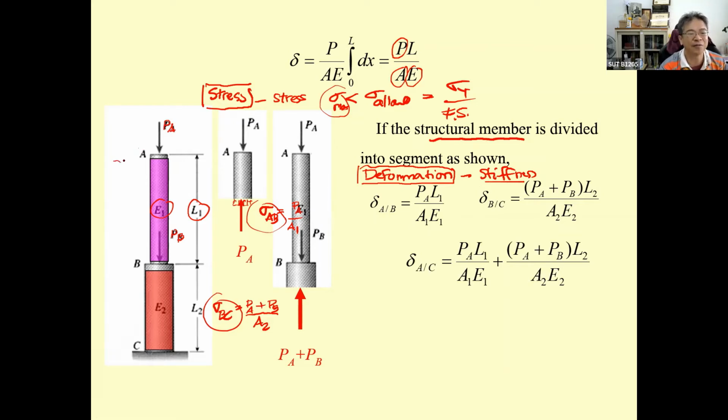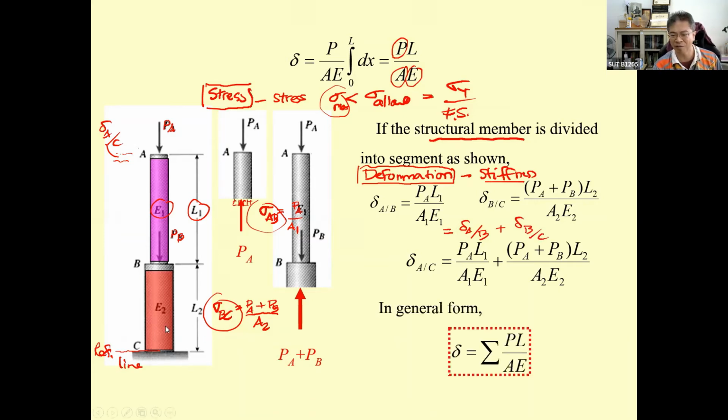That is going to be the shortening of A with respect to a reference. This is going to be the reference line of C. So this is the deformation at point A with respect to C, which is the combination of the deformation of A with respect to B, this is for the pink, plus the deformation of B with respect to C, this is for the red.